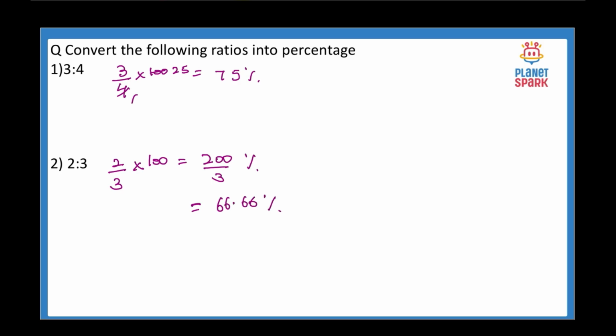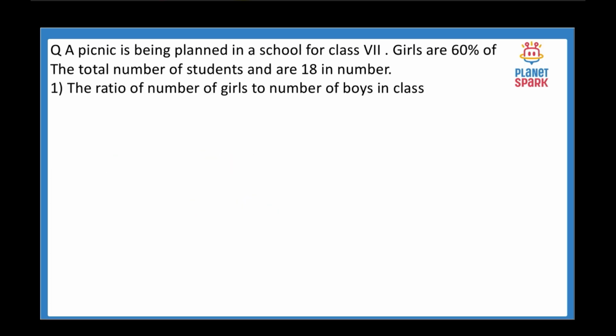Coming to the next question, we have a picnic being organized in a school for class 7th, and girls are 60% of the total number of students. Also, the number of girls is 18. We have to find out the total number of students, and then we have to find out the ratio of girls and boys in the class.